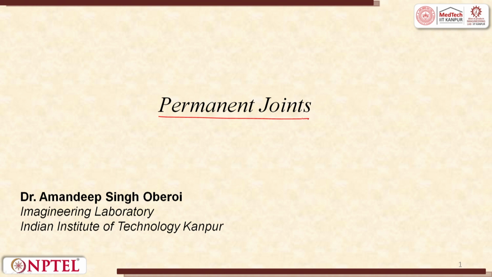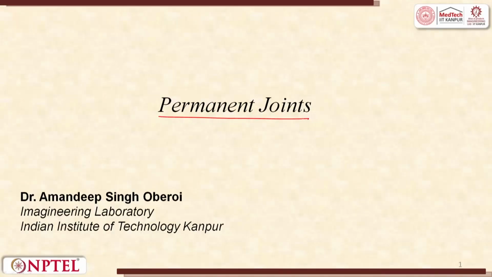Permanent joints. We have discussed various hardware used in machine elements, such as bolts, nuts, screws, and fasteners. Those were majorly temporary joints. Permanent joints were also discussed to a small extent. For example, we discussed rivets. Rivets could be temporary, rivets could be permanent. In this lecture, we will talk about the permanent joints only. When we talk about rivets in this lecture, we will talk about the permanent rivets.